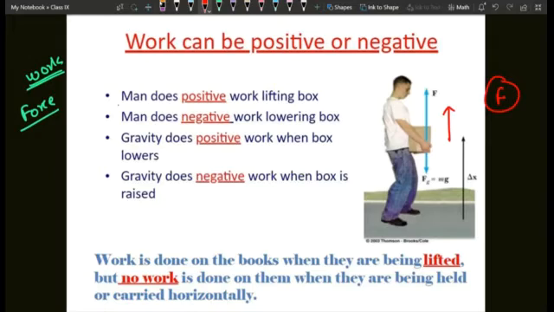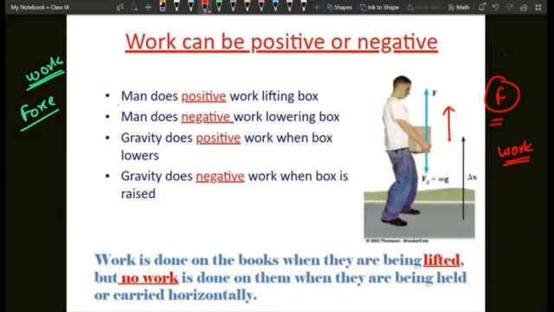First one, the person who is lifting the box is applying force in the upward direction, and there is gravity also, which is applying a force in the downward direction. So there are two different kinds of forces. So you can elaborate work in two different situations or by two different forces. First, by man, how much work man is doing, and how much work gravity is doing.